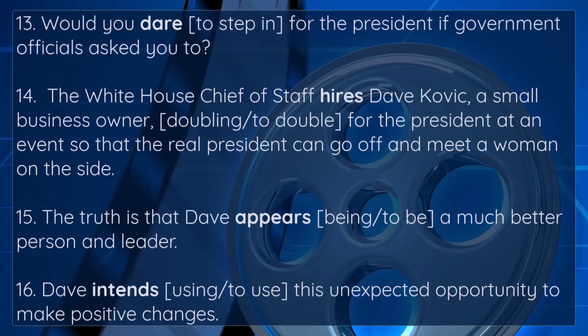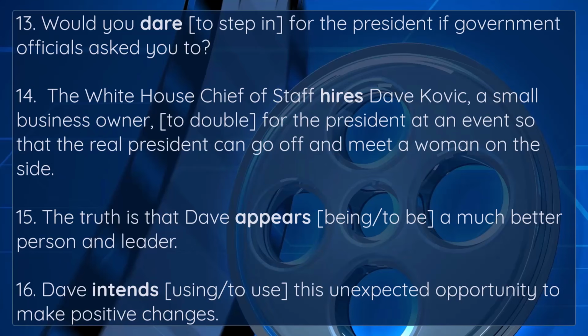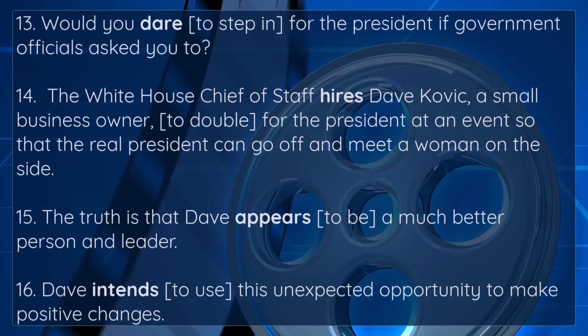13. Would you dare to step in for the president if government officials asked you to? 14. The White House Chief of Staff hires Dave Kovic, a small business owner, to double for the president at an event so that the real president can go off and meet a woman on the side. 15. The truth is that Dave appears to be a much better person and leader. 16. Dave intends to use this unexpected opportunity to make positive changes.